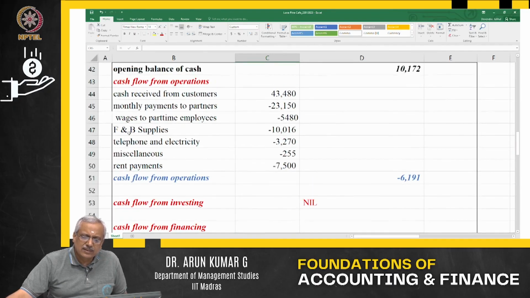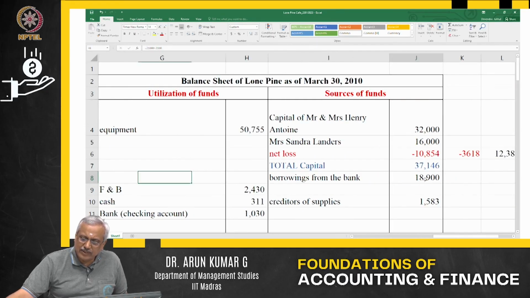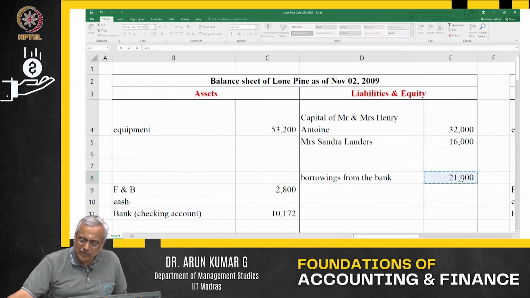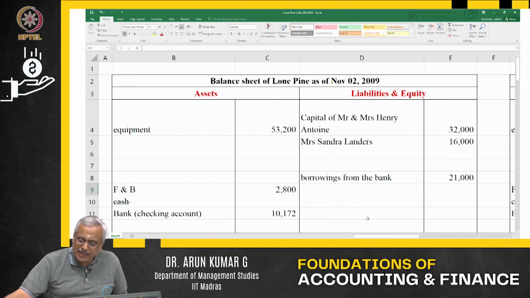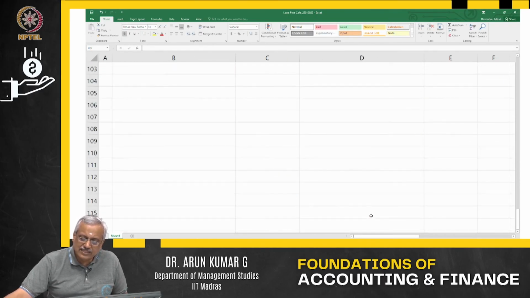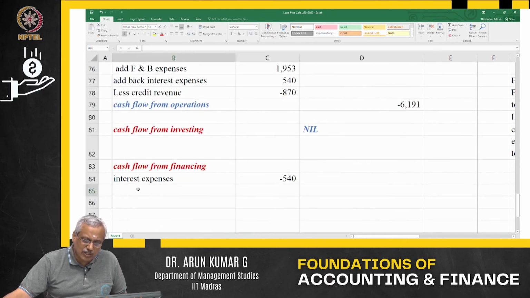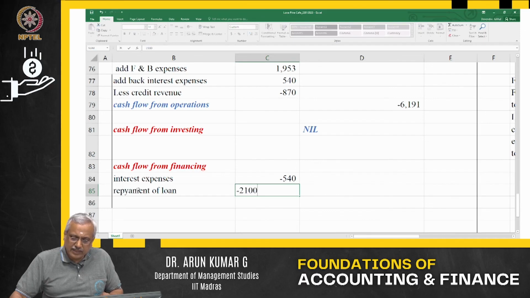Then I go back to my balance sheets. Bank borrowing was 21,000. Now look at the bank borrowing at the end of it, 18,900. What is the difference? The borrowing has reduced to 18,900. The difference is 2,100. Why is there a difference? Nobody has given you charity. The difference is because you would have repaid that loan. Repaid that loan means cash outflow. Repayment of loan, 2,100 cash outflow.